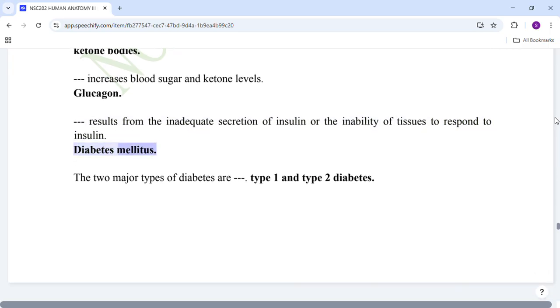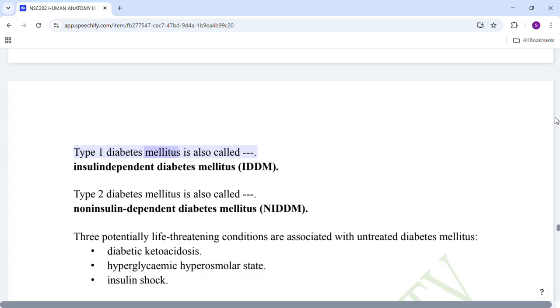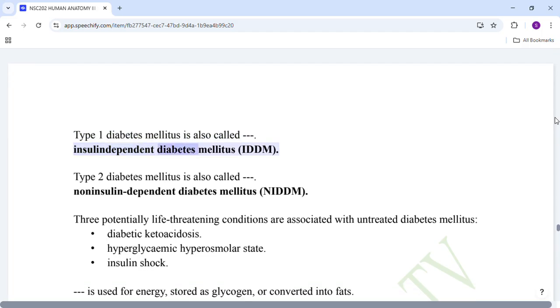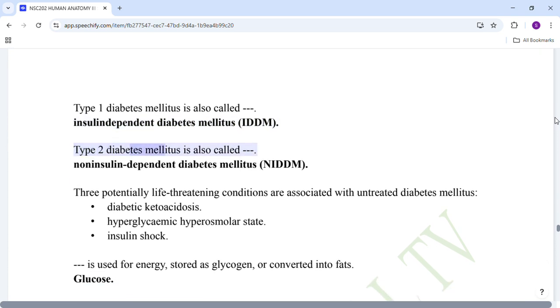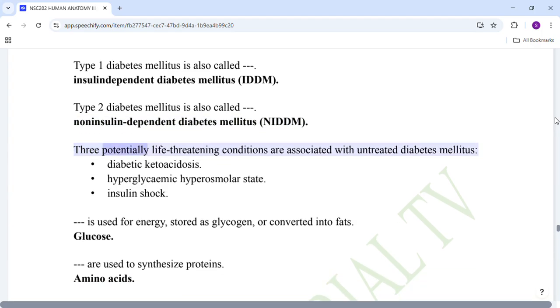Diabetes mellitus results from the inadequate secretion of insulin or the inability of tissues to respond to insulin. The two major types of diabetes are Type 1 and Type 2. Type 1 is also called insulin-dependent diabetes mellitus, IDDM. Type 2 is also called non-insulin dependent diabetes mellitus, NIDDM. Three potentially life-threatening conditions are associated with untreated diabetes mellitus.